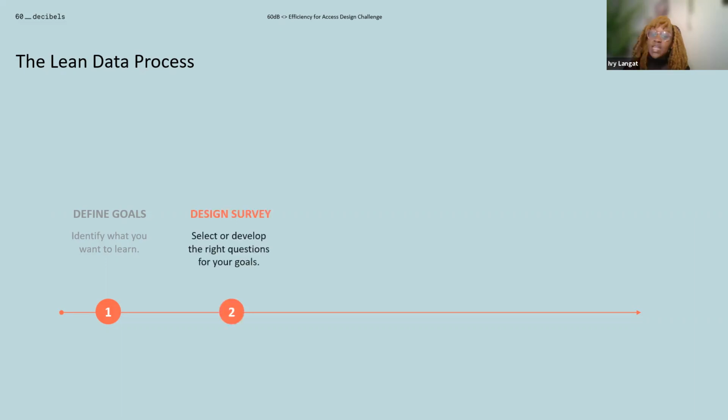The second step is on designing your survey. Here, the main thing is selecting and developing the right questions for the goals that you laid out. The third step is around collecting the data itself. And then once you've collected the data, analyzing the data, and finally sharing your results. Next slide.